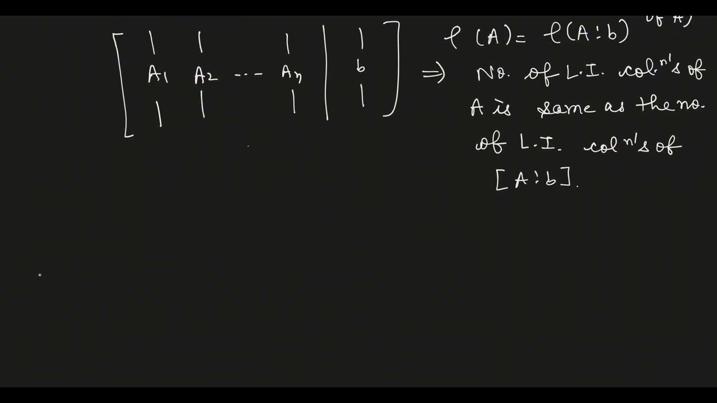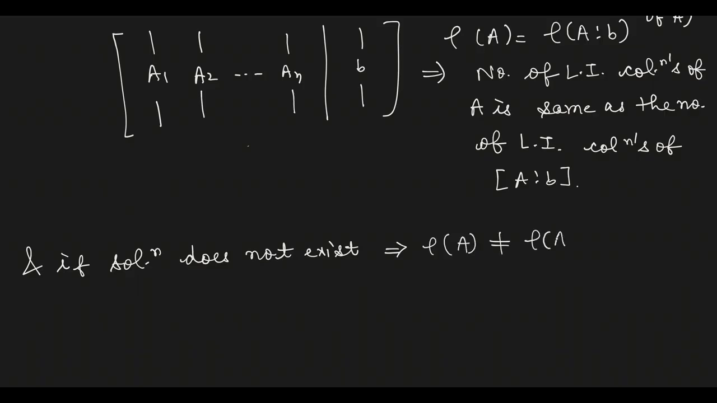And the second case is if a solution does not exist. This implies rank of A is not equal to rank of the augmented matrix. Then we cannot write vector B as a linear combination of columns of A.